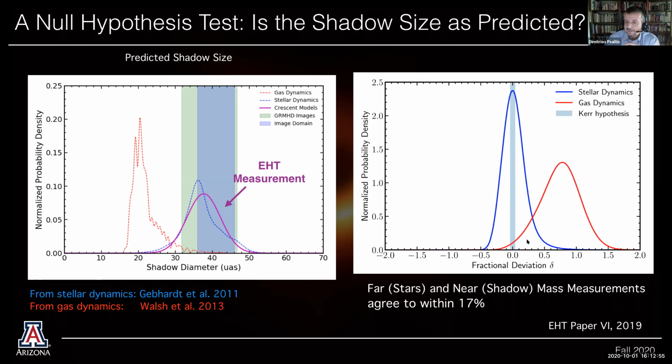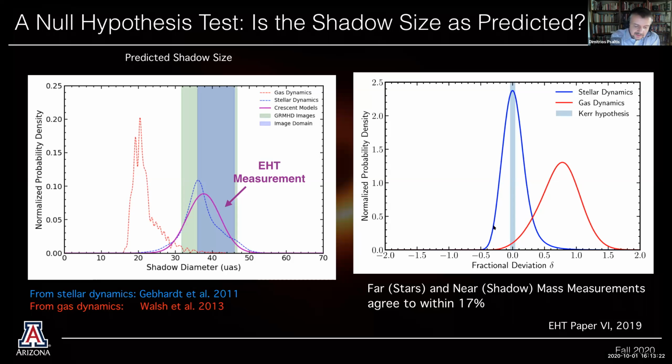Clearly, if we had picked the red line, the gas dynamics, we would have led to the conclusion that the Kerr metric is off by a factor of 2. We consider that to be very low prior for our measurements. We don't really expect to find such an incredible deviation from general relativity. So, a priori, we had reasons to believe the stellar dynamics mass more. So we're going to focus on that 17%.